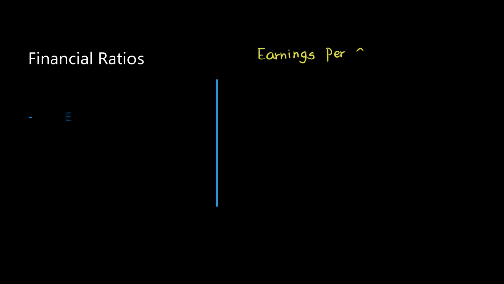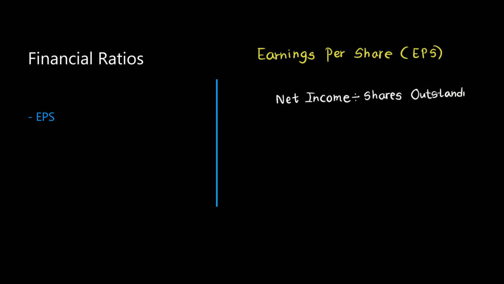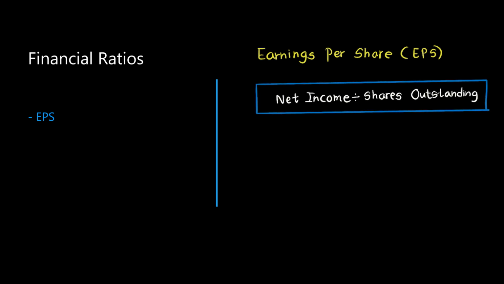Earnings per share, or EPS, shows up constantly in finance. It's net income divided by number of shares outstanding. If a company earns $10 million and has 5 million shares, EPS is $2 per share. Investors watch this number closely to gauge profitability.